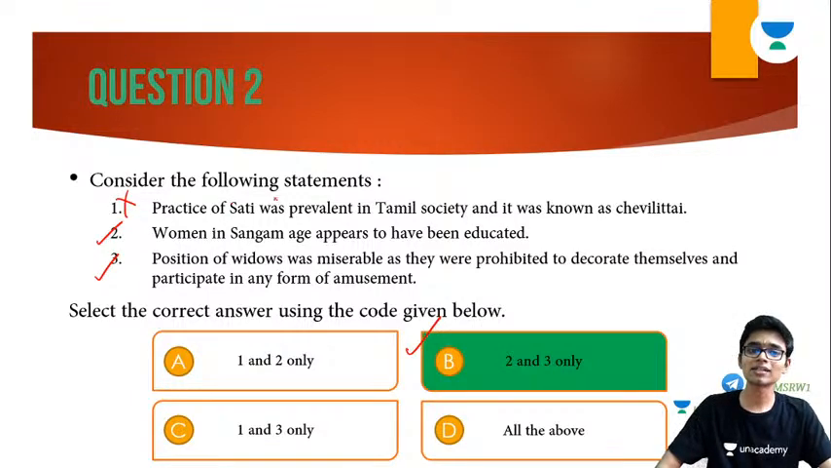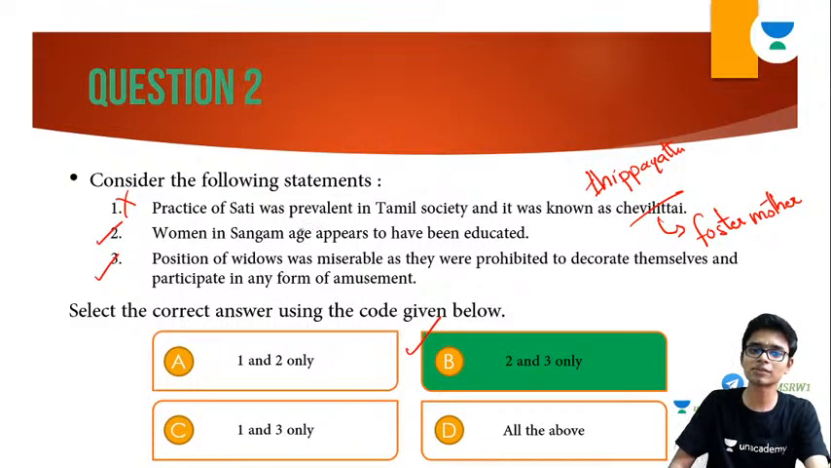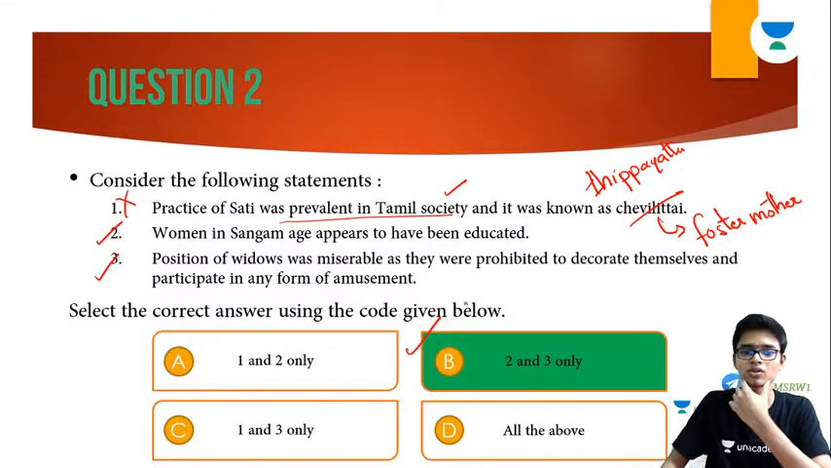The first statement is wrong. Practice of sati was prevalent in Tamil society and it was known as chevilittai. This is wrong. It was known as tippayattal. What is chevilitai? Chevilitai is basically foster mother. Be very careful about these kinds of terms. UPSC always asks such questions. I have already told you regarding the same. So basically tippayattal is sati. Chevilitai is foster mother. So statement number one is incorrect, but the first part is correct. Practice of sati was prevalent in Tamil society. That is true. So the answer is option B.